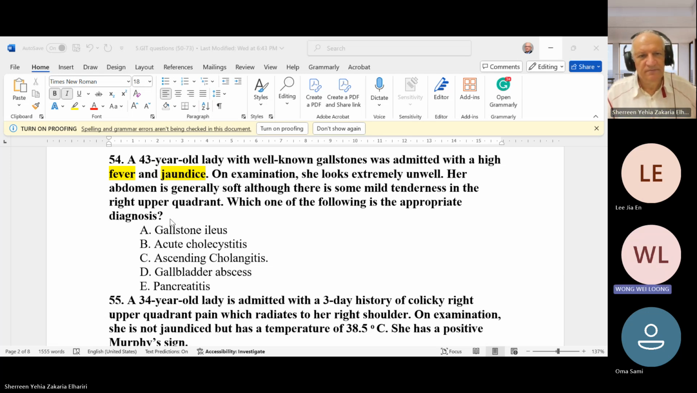This patient has Charcot's triad, so ascending cholangitis. Yeah, ascending cholangitis is Charcot's triad, which is pain, fever, and jaundice. If no jaundice, it is just acute cholecystitis. If there is fever, jaundice, and pain, it is ascending or acute cholangitis.